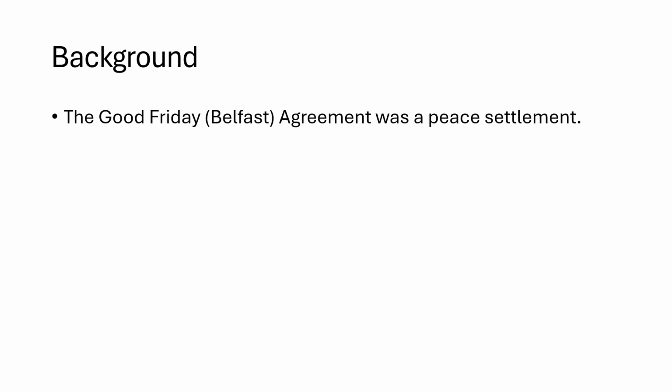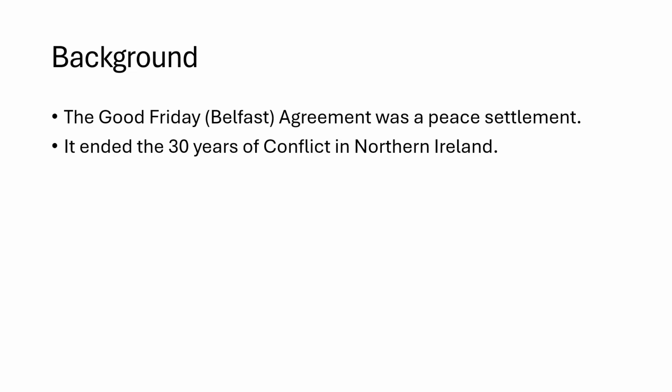So a bit of context here then on the Good Friday Agreement. The Good Friday, or sometimes the Belfast Agreement, was a peace settlement. So it was an agreement to reach a peaceful settlement and end to the conflict which had been going on in Northern Ireland since the 1960s. It ended the 30 years of conflict. So we're talking around 68, 69 up until 1998 when it was signed.